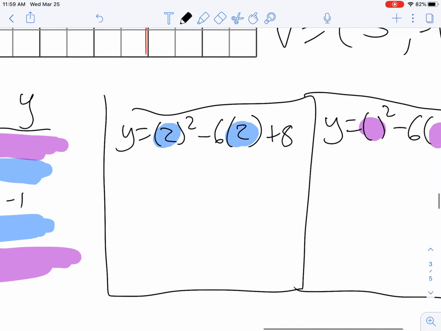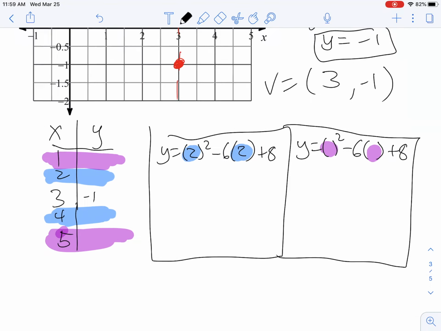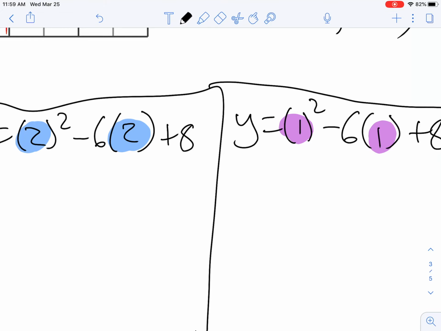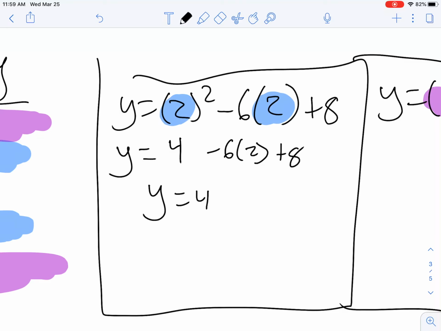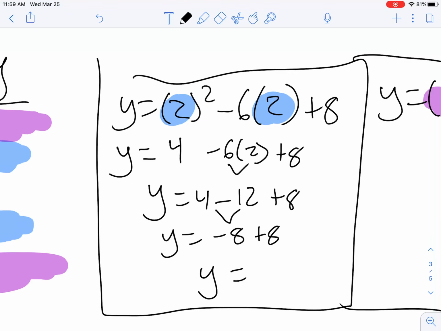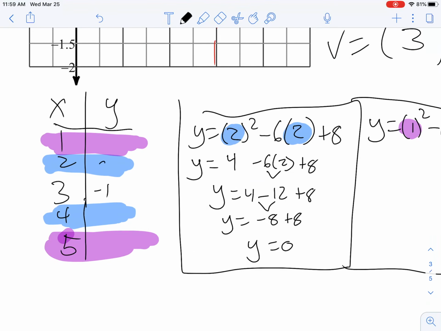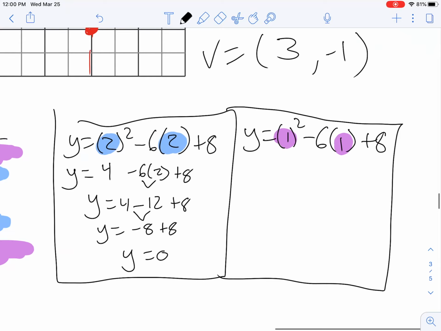I like to go for the smaller numbers. And then for this one, I can either use a 1 or a 5. I'm going to use 1. If you're feeling brave, go for it. 2 squared is 4, minus 6 times 2 plus 8. Negative 6 times 2 is negative 12. 4 minus 12 is negative 8. And negative 8 plus 8 is 0. So when I plugged in a 2, I got out a 0. And if I would have plugged in a 4, I would have also gotten out a 0.